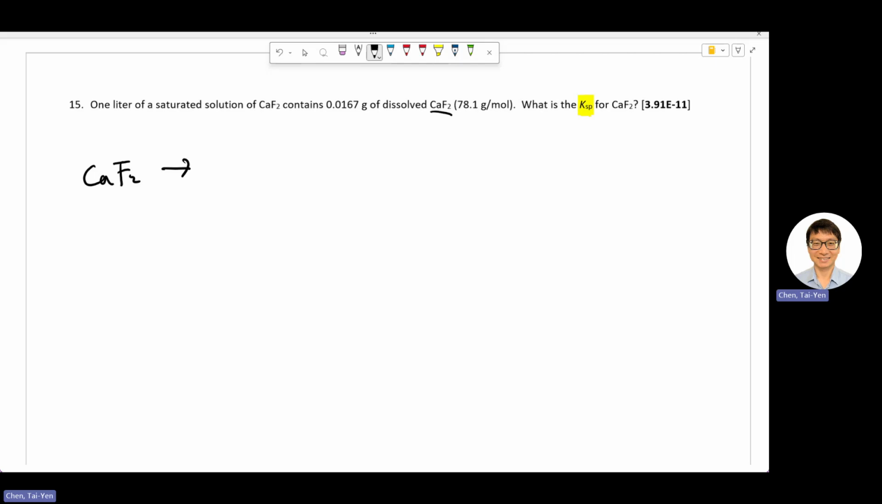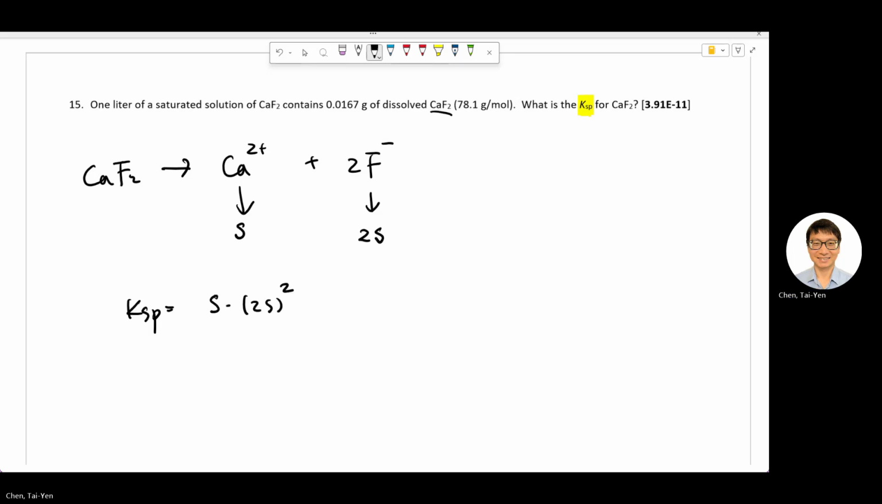CaF2, right? Then you know it will be Ca2+ and 2F−. So once you know the solubility of your CaF2, then you know the concentration of your calcium ion should be the solubility, S. The molar solubility for your F− should be 2S. And therefore, your KSP will simply equal S times (2S) squared. So it's exactly the same thing that we just did for the previous questions.